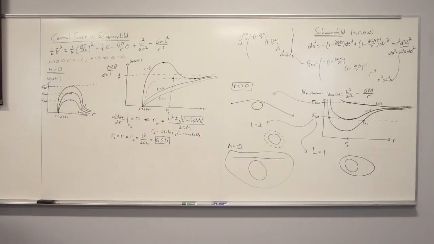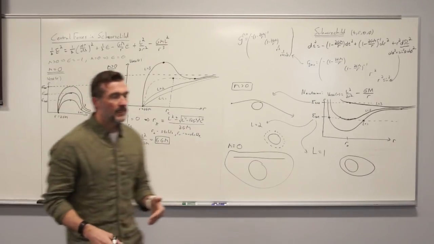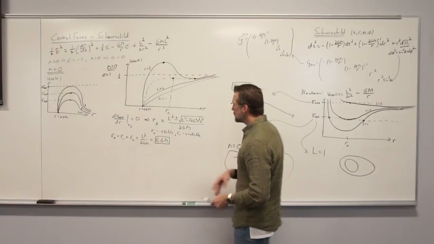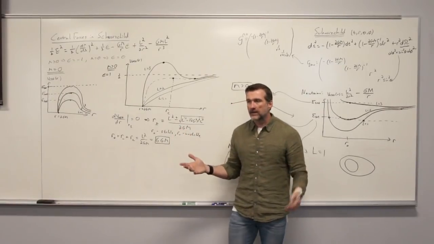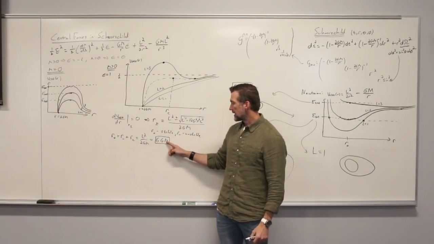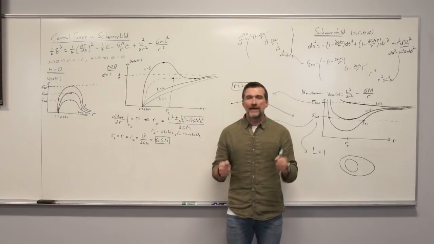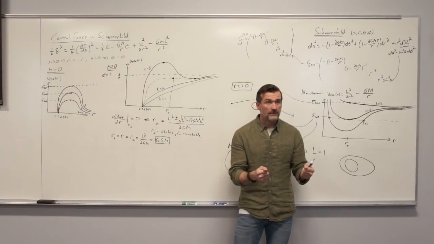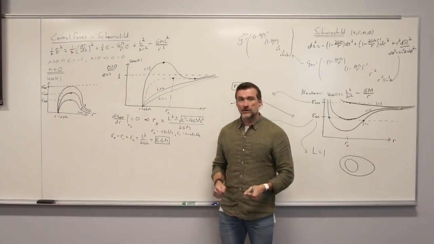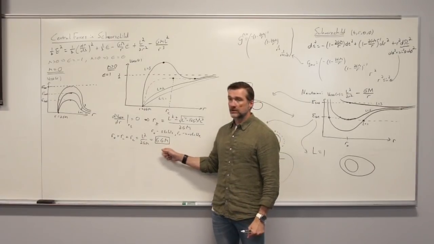So a prediction of general relativity is that if you have a star or planet of mass m, you cannot have a satellite in a stable circular orbit at a radius smaller than this.